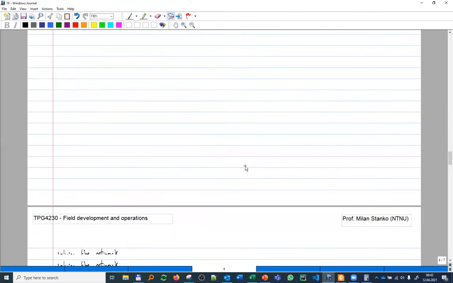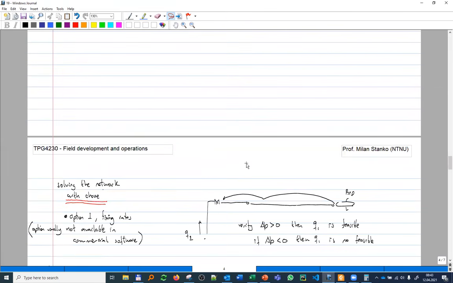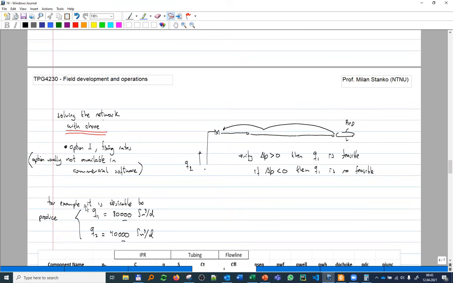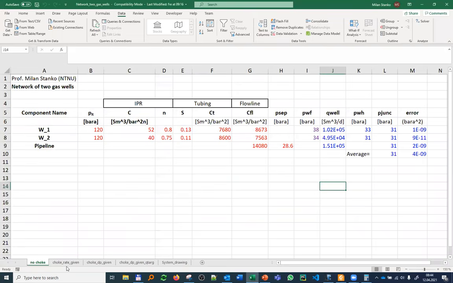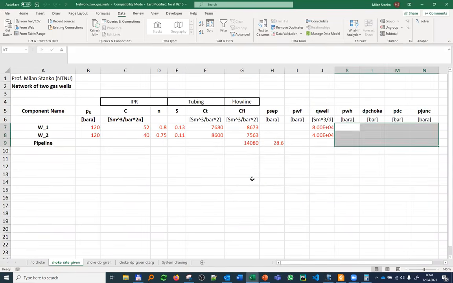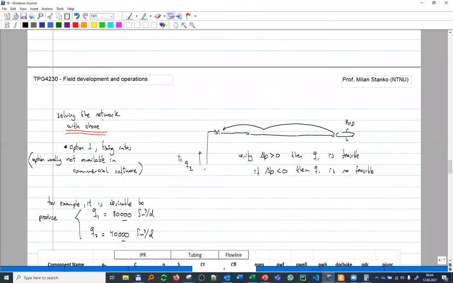Now let's go to the other case in which we have a choke, and that's the second tab here. We have a choke and we know that we want to produce 8,000 and 4,000 from each well. And the strategy is very simple, just like we did before. I say this is the simple option, and this typically is not available in commercial software, and we're going to see later how it is done.